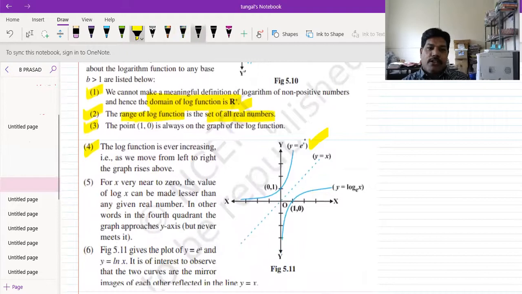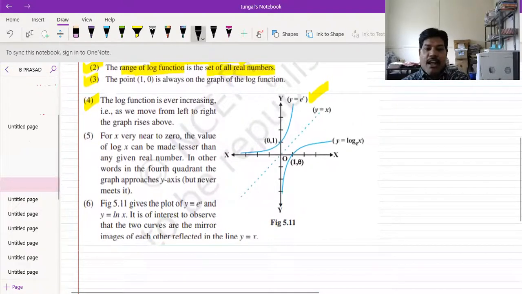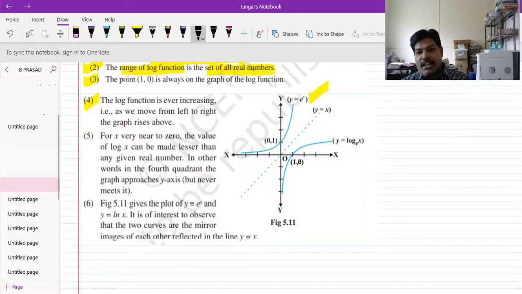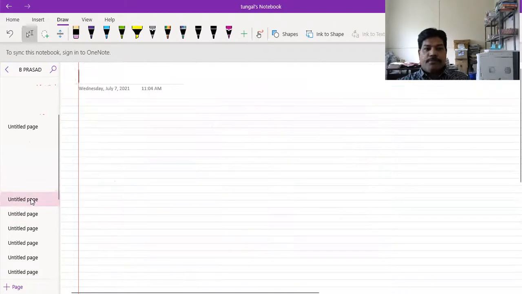What is that? y is equal to e power x graph is here, and y is equal to log x base e graph is here, and it is the y is equal to x graph. What you can understand is that the two curves are mirror images of each other, reflected in the line y is equal to x. The mirror image of y is equal to e power x is log x base e, and the mirror image of log x base e is y is equal to e power x, with respect to the y is equal to x line. Okay, so see that one, students.